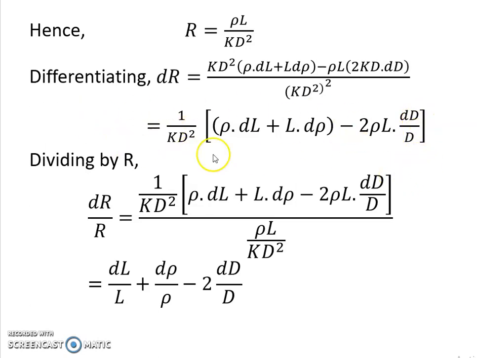Now if we divide this entire equation by R, both LHS and RHS must be divided by R, we get dR by R is equal to 1 by K D square into rho dL plus L into d rho minus 2 rho L into dD by D, divided by rho L by K D square. Simplifying this, we get dL by L plus d rho by rho minus 2 dD by D.